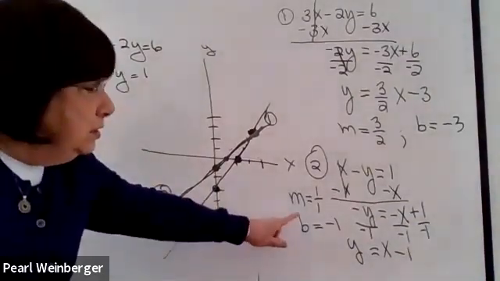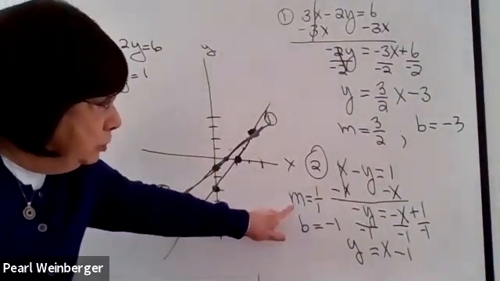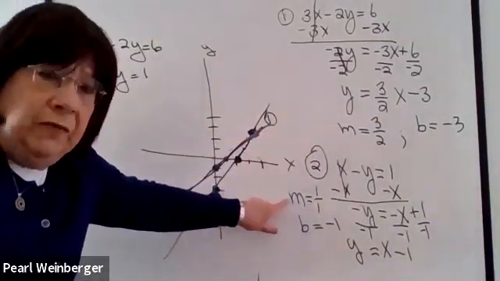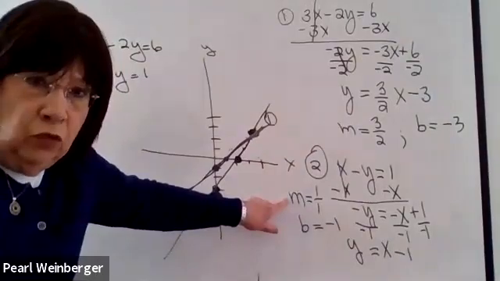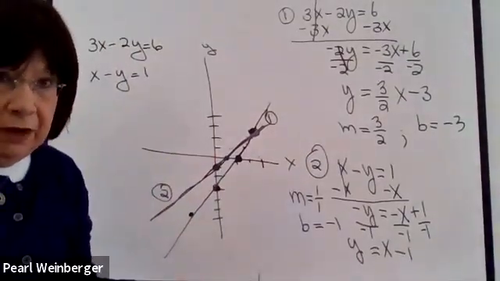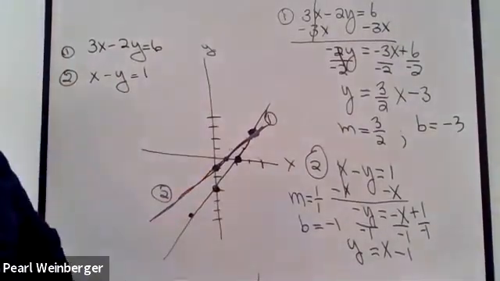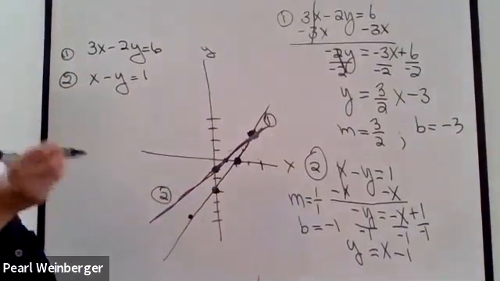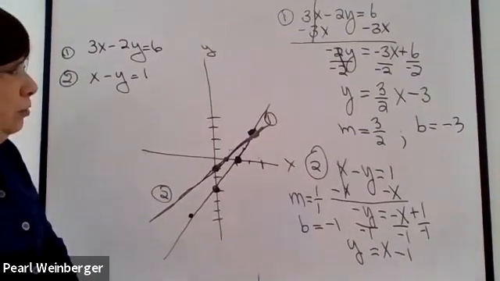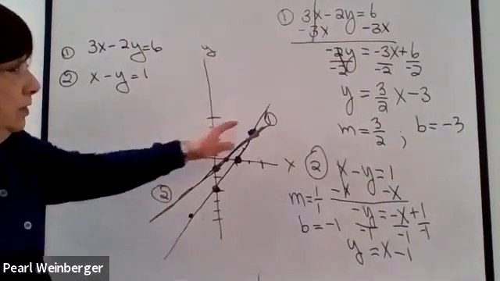And actually, I did know that was going to happen because the slope on my first line was 3 over 2, and the slope on my second line was 1 over 1. They don't have the same slope, so they can't be parallel, so they've got to meet. Okay, now here comes the crunch. How do we figure out what this point is?